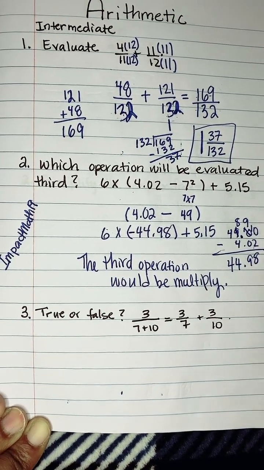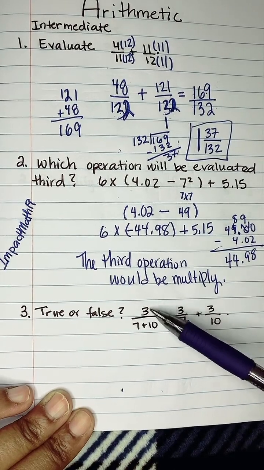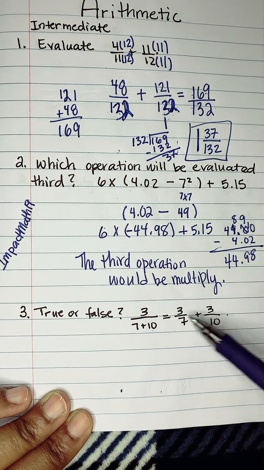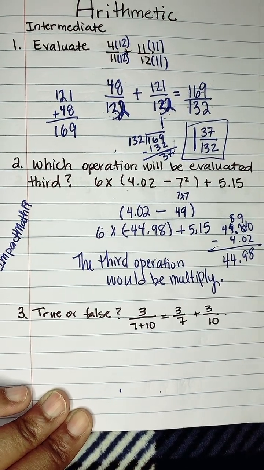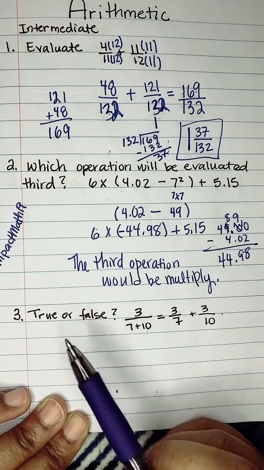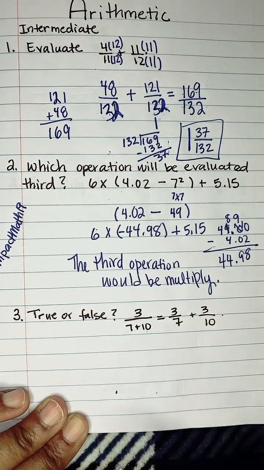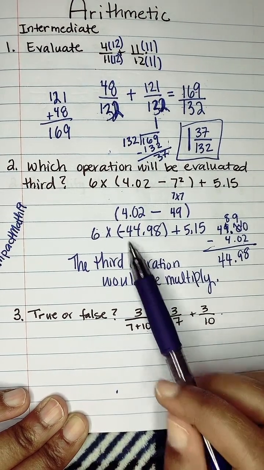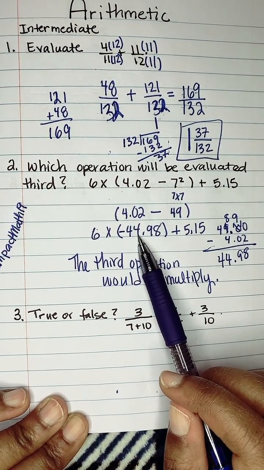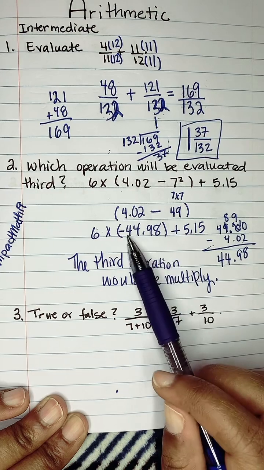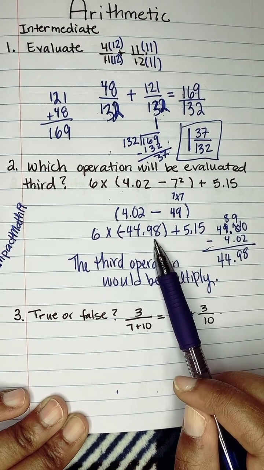So true or false? 3 over 7 plus 10 equals 3 sevenths plus 3 tenths. What do you guys say? True or false? How did you get the 44? I got 44.98.